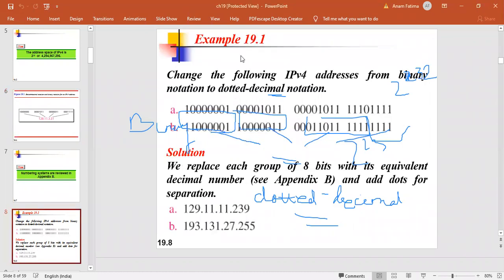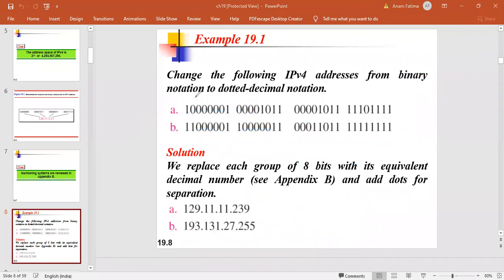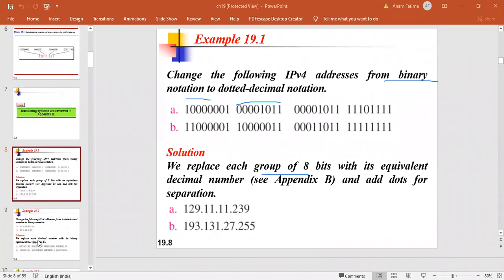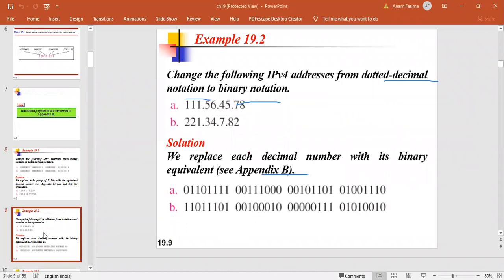So there's a small numerical here. Nothing difficult: you just simply convert it from binary notation to dotted decimal notation. As I said, you place the bits in groups of 8 and find the corresponding decimal equivalent. You just go through it, and conversely.